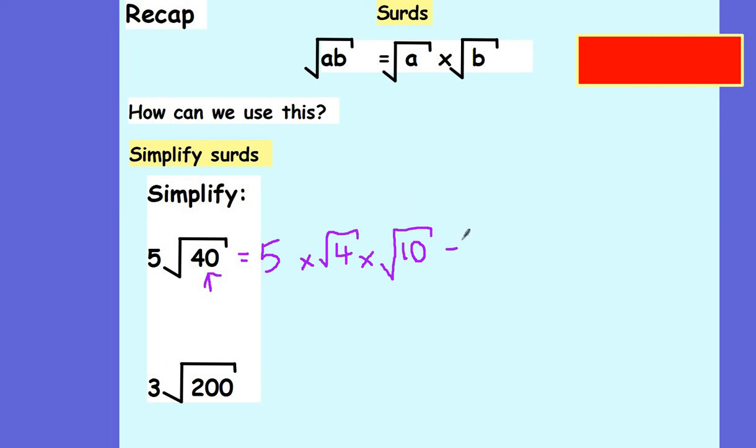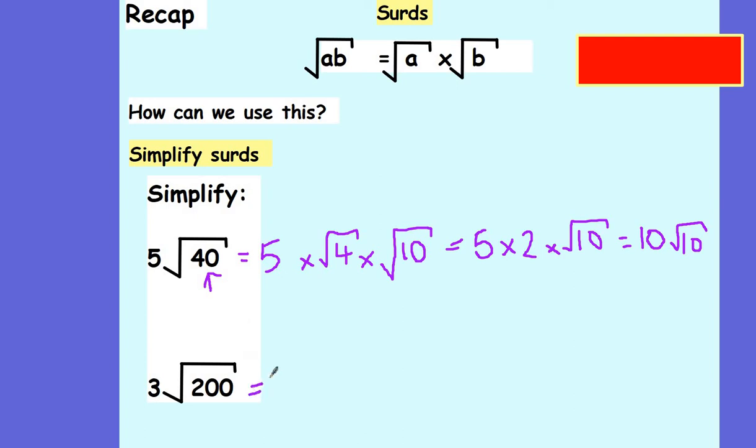The square root of 4 is 2, so I can write that as 5 times 2 times the square root of 10. 5 times 2 is 10, so that's going to give me 10 lots of the square root of 10. And I know that's fully simplified because there aren't any square numbers that are a factor of 10.